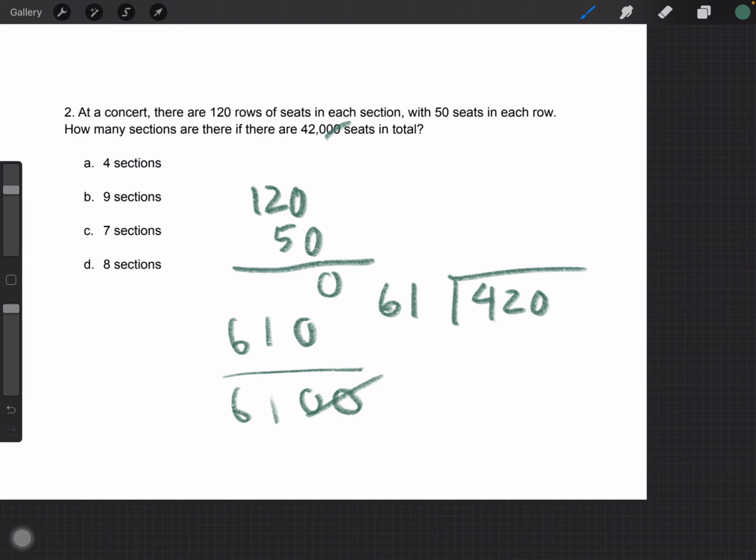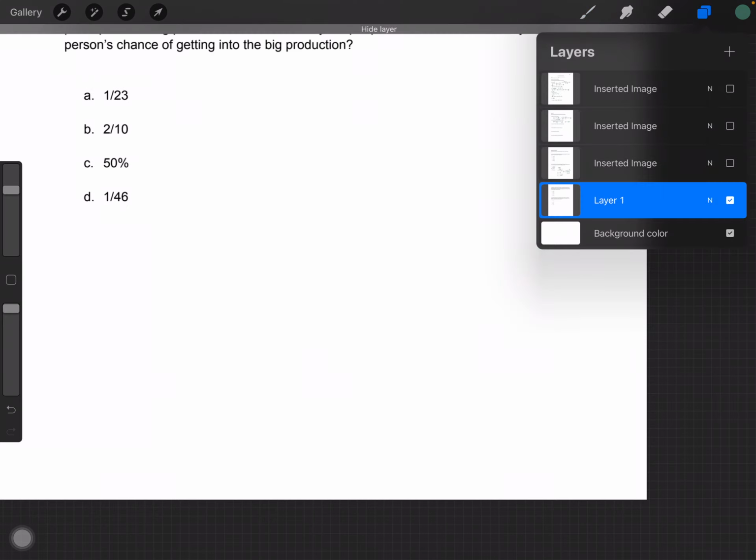Now, let's see. If we do 6 here, actually, it'd be 7. It'd be 7 sections.